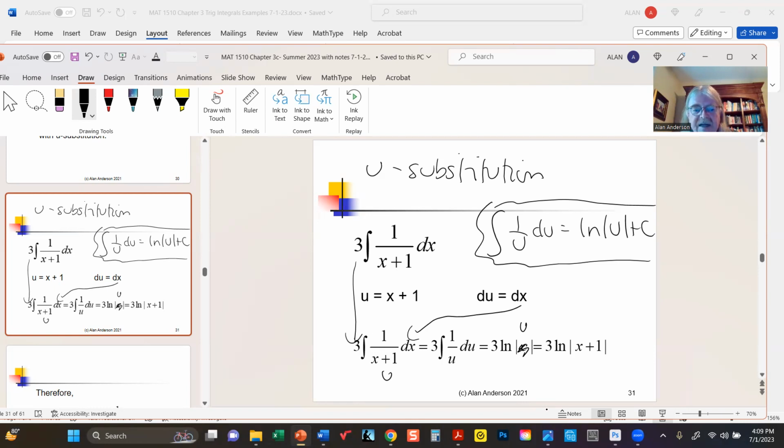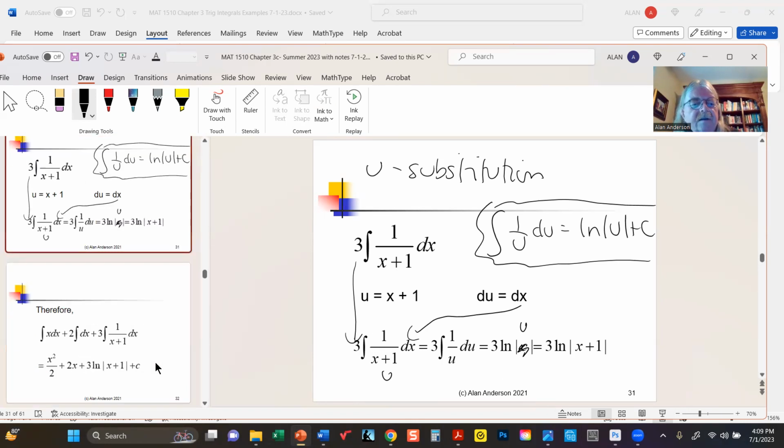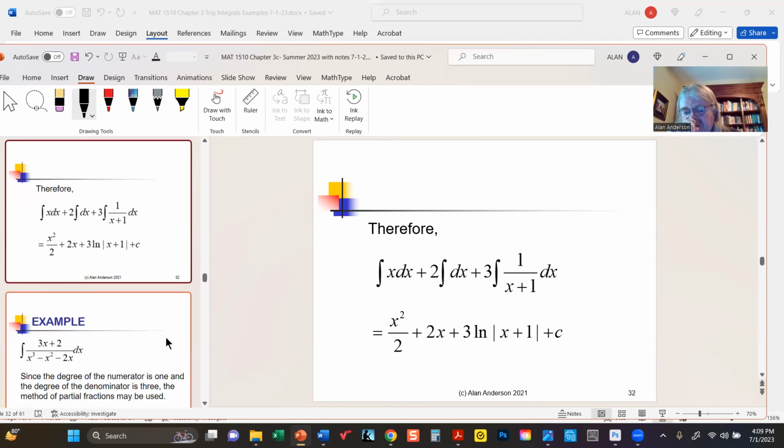Very good. All right. Now, what about the rest of it? Okay. Well, the first 2 are easy. They're being solved with the power rule. So we have x squared over 2 plus 2 times x plus, and then this we just found with substitution, and we're all set. And of course, don't forget the c. The c you can save to the end.